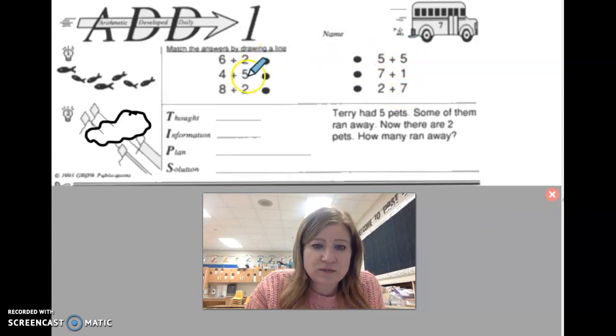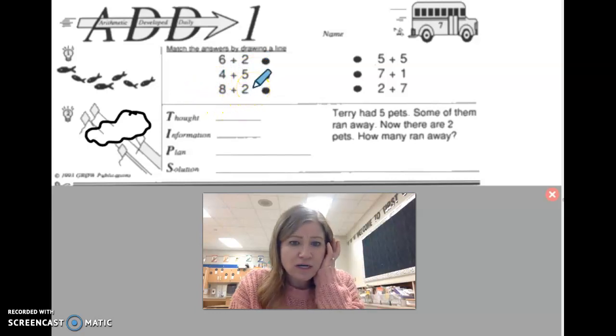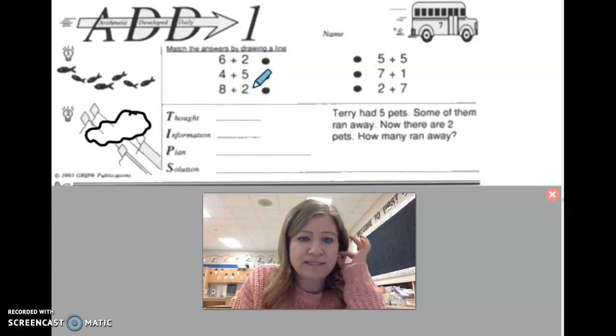Then you'll do the next one. Which one has the same answer as 4 plus 5? And then the last one, which one has the same answer to 8 plus 2? Go ahead and do that part on your own. Push pause if you need to.